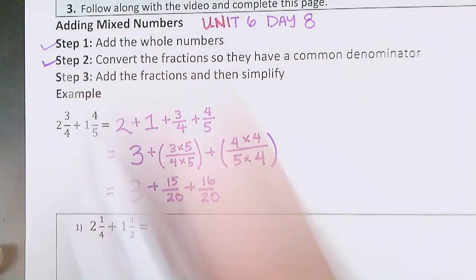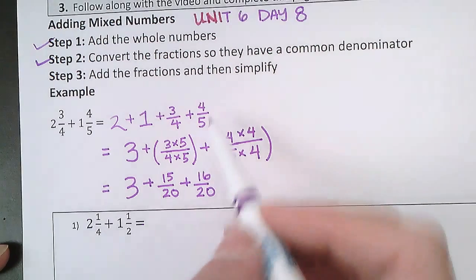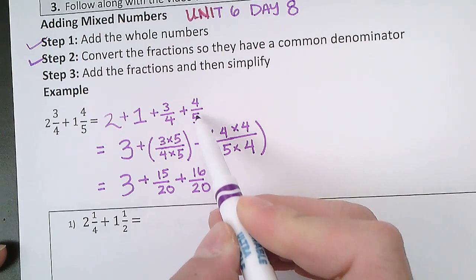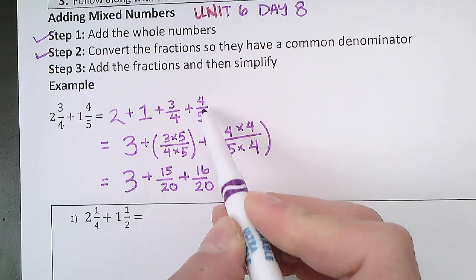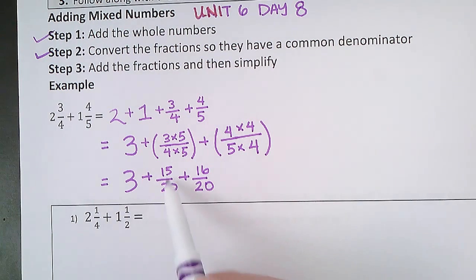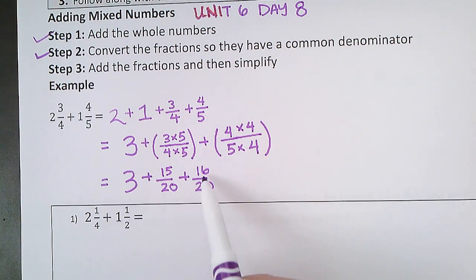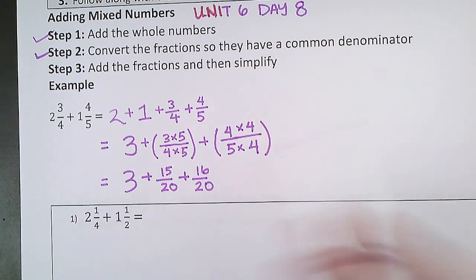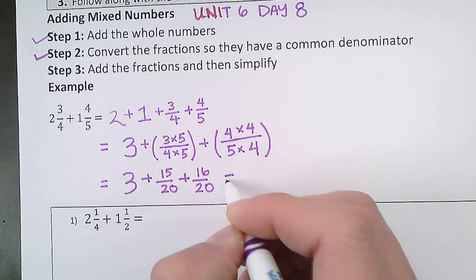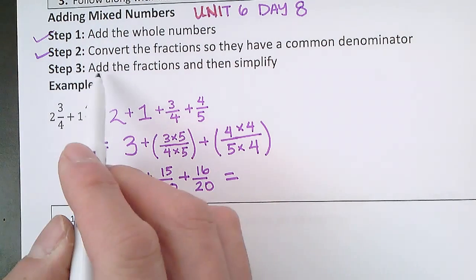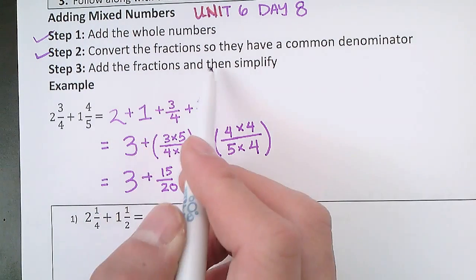So we finished step 2. We converted our fractions, 3/4 and 4/5, so that they have a common denominator of 20. And now it's 15 out of 20 and 16 out of 20. Now let's look at step 3. Add the fractions and then simplify.